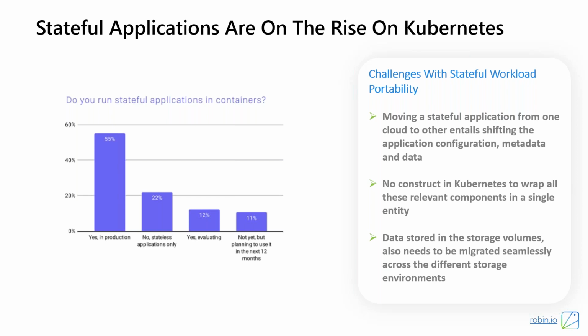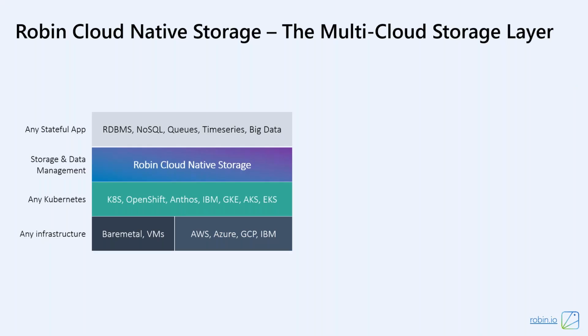So now with that in mind, how do we solve this problem? What is the first thing that is needed, especially given the third challenge? Because there are different storage environments across these different clouds, and including on-prem, where you might have something like a SAN or a NAS system running. How do you solve that problem where you need a common layer across all your Kubernetes environments? And that's where Robin Cloud Native Storage comes into the picture. So this is the multi-cloud storage layer that can actually work with any flavor of Kubernetes.